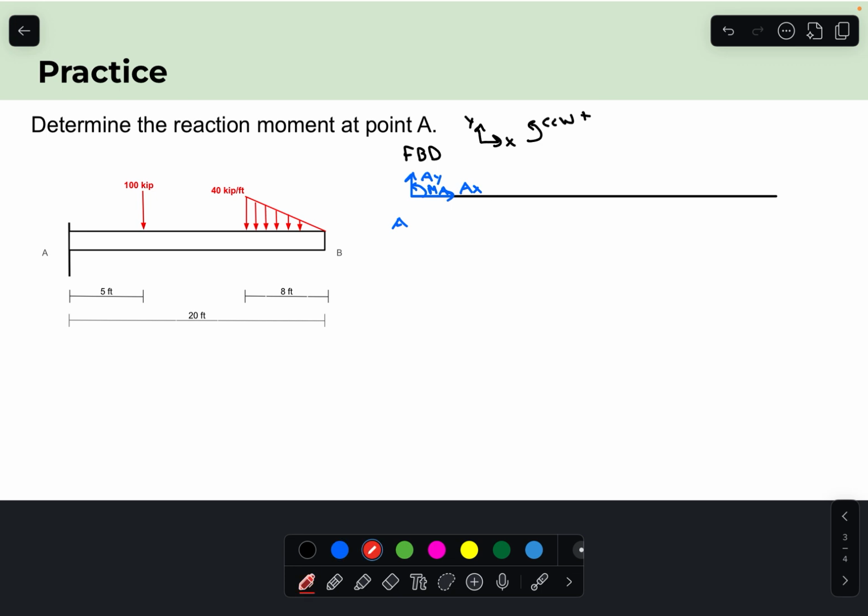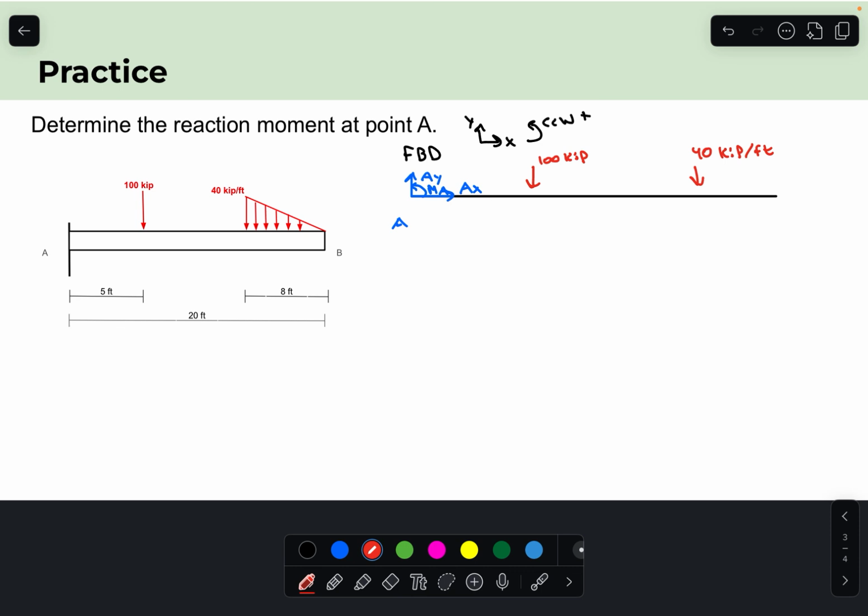Now we can go ahead and draw our forces. We are going to have a 100 kip force right around here, and a 40 kip per foot force right around here. Notice how I'm not drawing the linear distribution of this load. We can actually model it as a point force at the centroid of the loading, and I'll show you how to do that in a second.